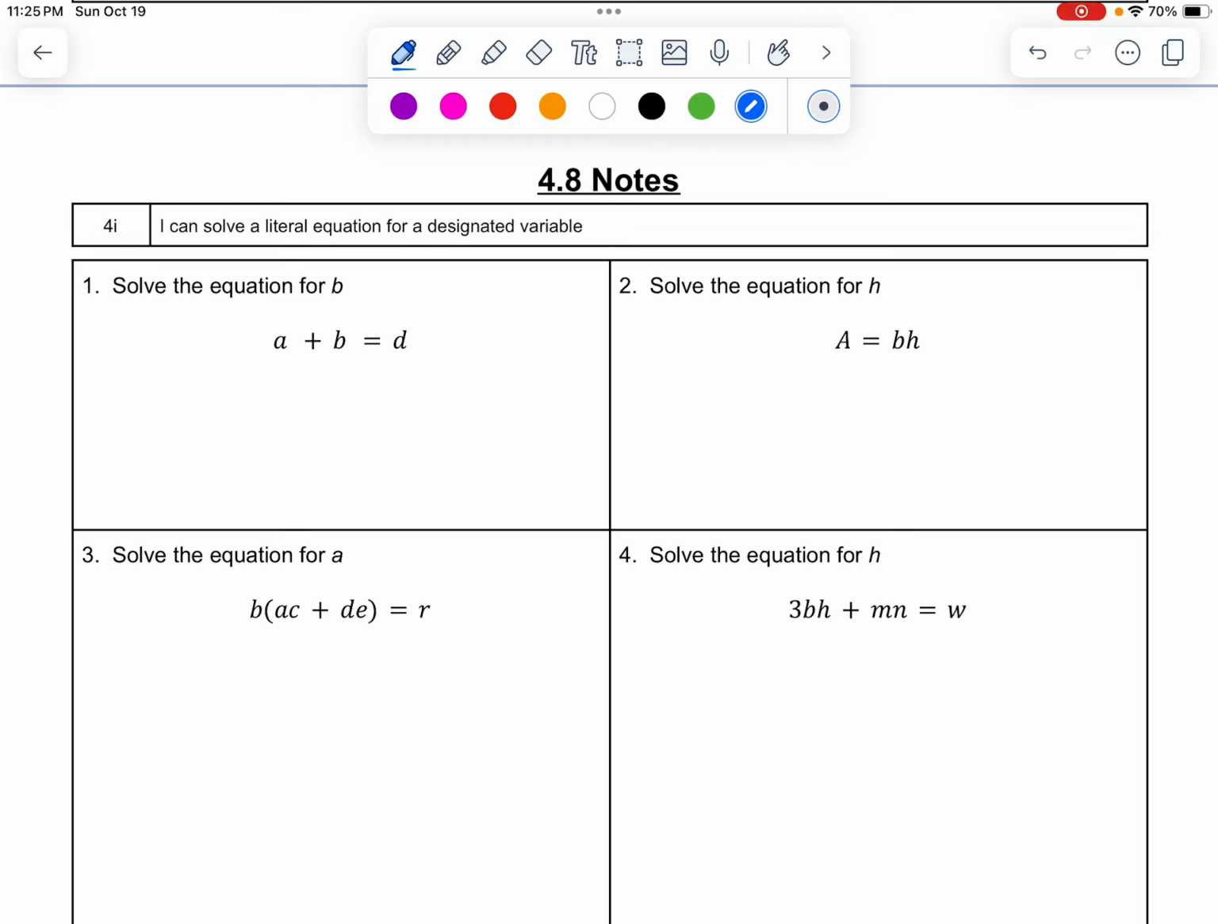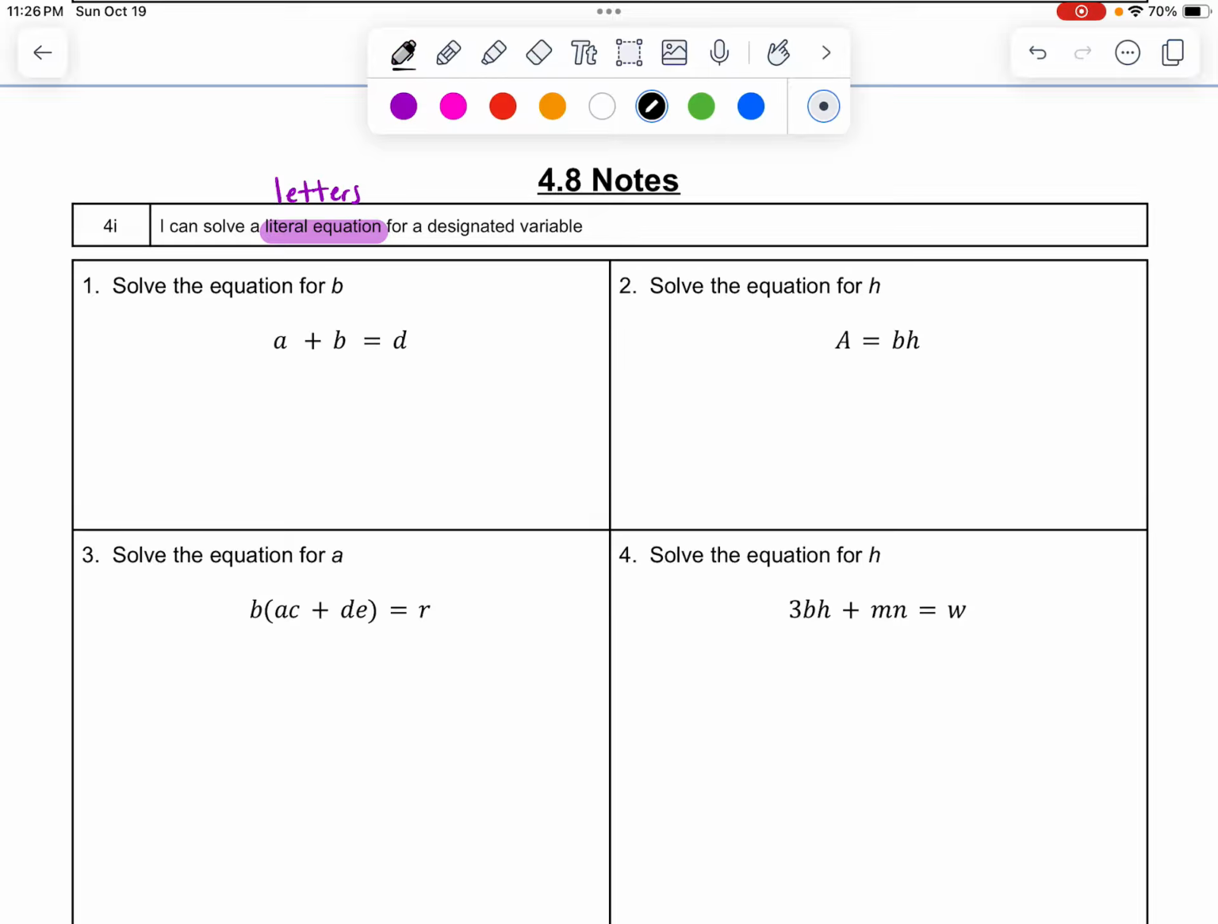Hi everybody, in this video I'm going to be going through the notes for lesson 4.8, and we're going to be talking about what are called literal equations. A literal equation is just an equation with lots and lots of letters. Now the good news is that to solve the literal equation we use the same exact solving skills as we do when there are numbers.